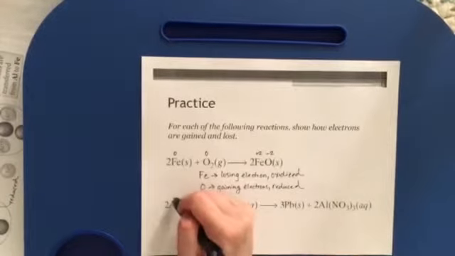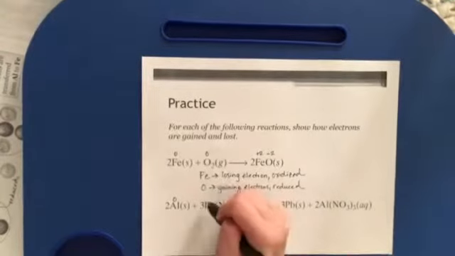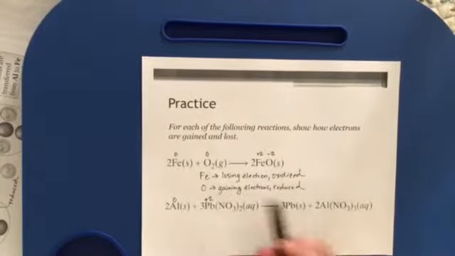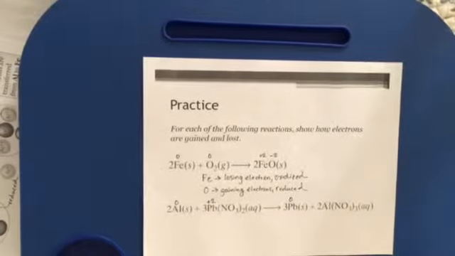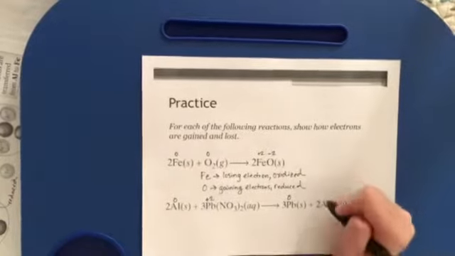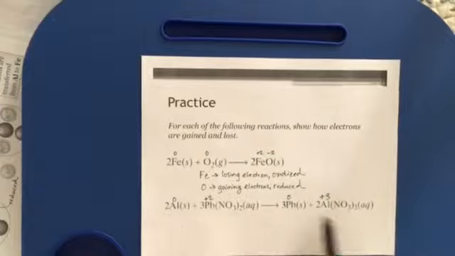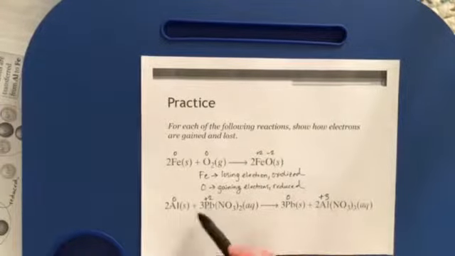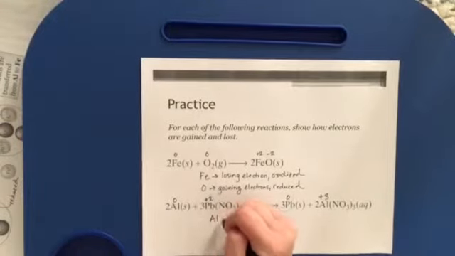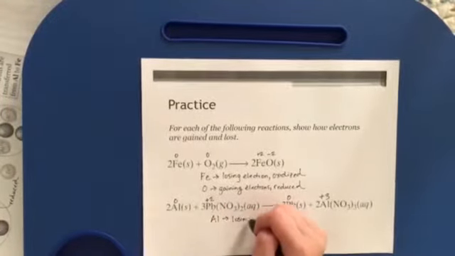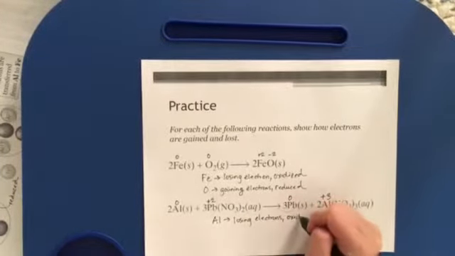Here we've got aluminum. It's a 0 charge there. Lead here with nitrate is +2. Nothing's happening with nitrate, so I'm going to ignore that. But I end up with here the lead has 0. Aluminum is now +3. And so aluminum is becoming more positive because it's losing electrons, giving its electrons to the lead, which is now 0. So aluminum is losing electrons. It's being oxidized.